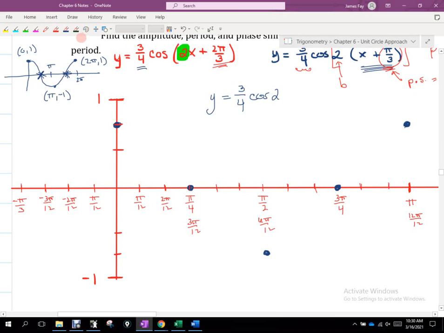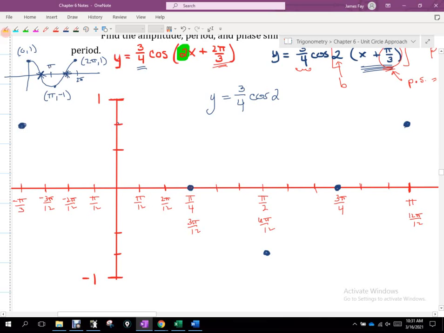Well, if I look, and this is why it's been nice for us to set up our x-axis this way. If I look at these points, that needs to be moved pi over 3 to the left, so negative pi over 3. Well, how many tick marks is that? 4. So if I move that one 4 units to the left, 4 tick marks, how far do I have to move this one? I move this one 4.